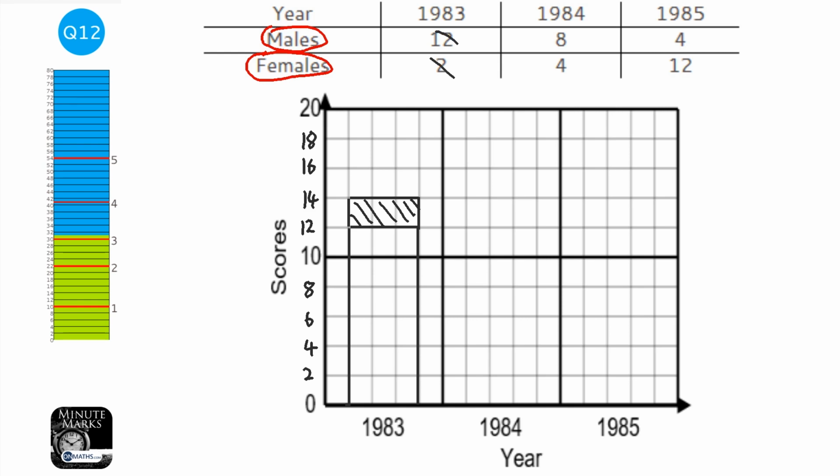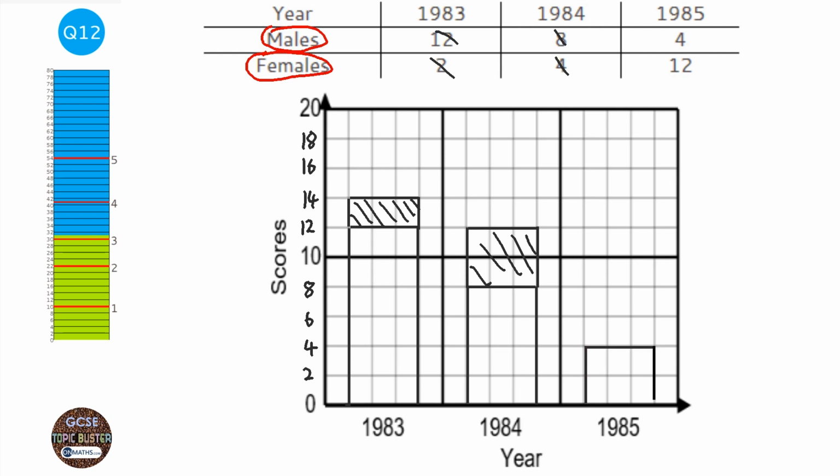And I'm going to do that for 1984. So we're going to go up to 8 for the males. And then we're going to go up another 4, which is 2 squares for the females. Cross those out now. And finally, we could go up to 4 for the males. And we could go up 12. So that would be 6 squares. 1, 2, 3, 4, 5, 6.